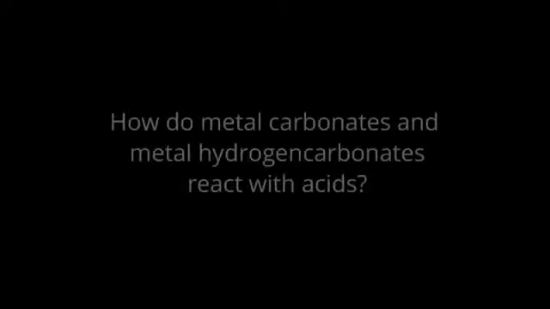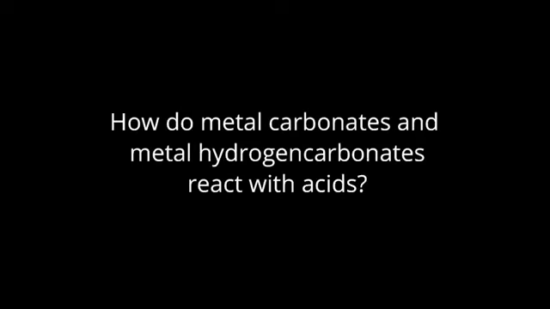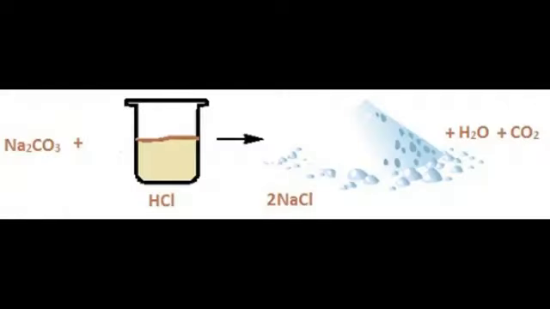Now let us talk about what happens when an acid reacts with a metal carbonate and a metal hydrogen carbonate. So what we do is we take two test tubes, and in one of them we add sodium carbonate and hydrochloric acid. Now the reactants in this first test tube give us the products sodium chloride, water and carbon dioxide.